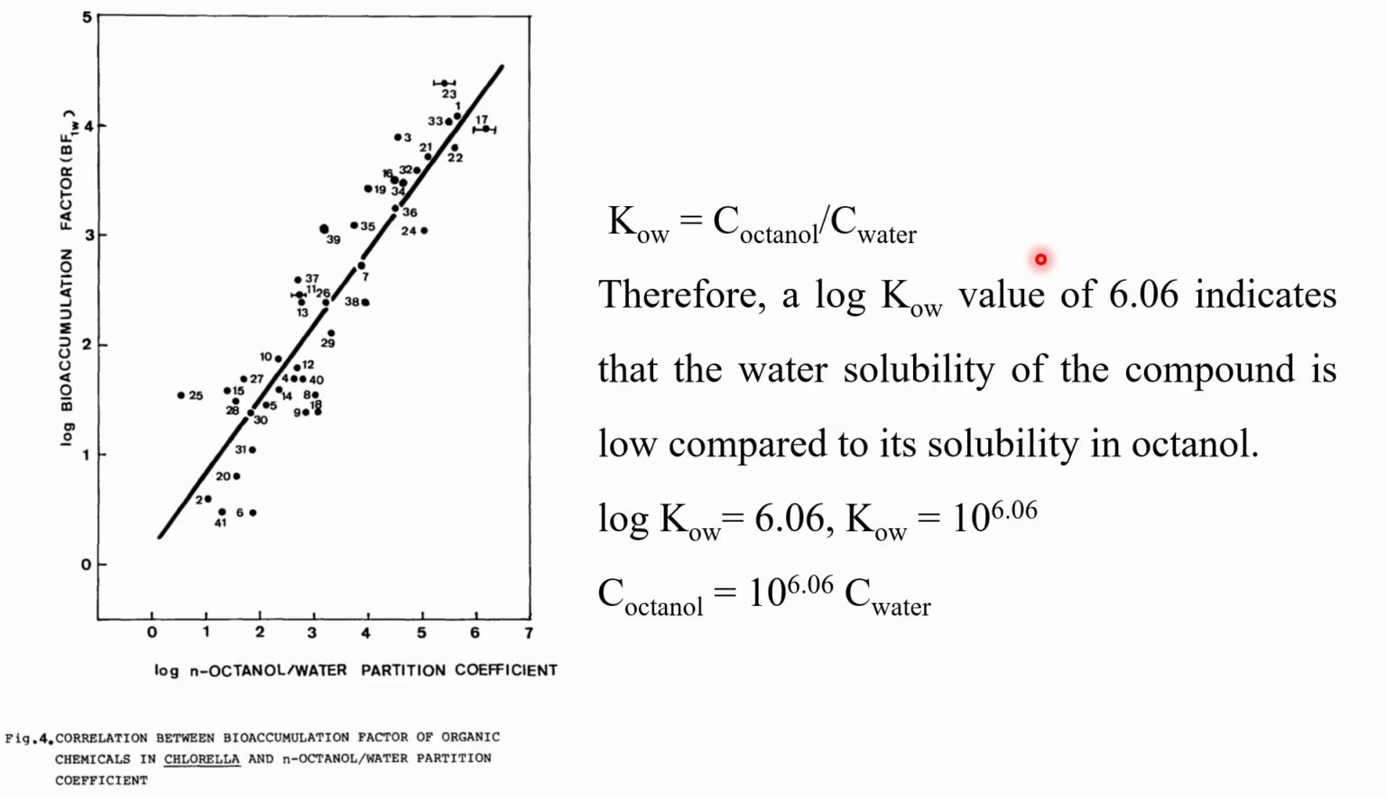Understood? So this is how we determine the octanol-water partition coefficient, and this is how we use this factor to study any particular compound, whether it will be accumulated in the environment or not. Whether it will be accumulated in the tissues of different biota present around us or not. So this is clear.